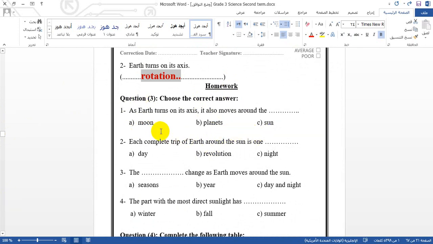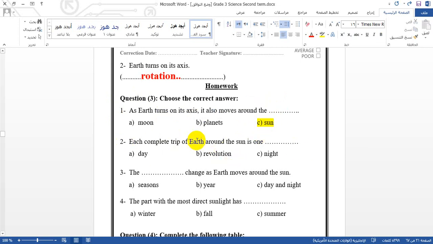So 1: as Earth turns on its axis, it also moves around the what exactly? If you remember, sure, around the Sun. So the correct answer is the Sun.